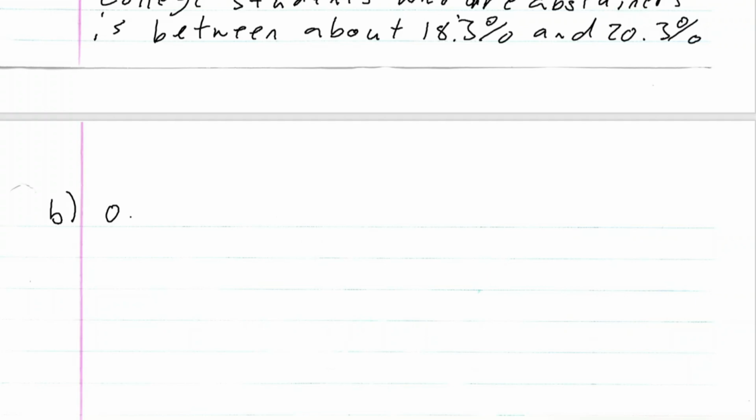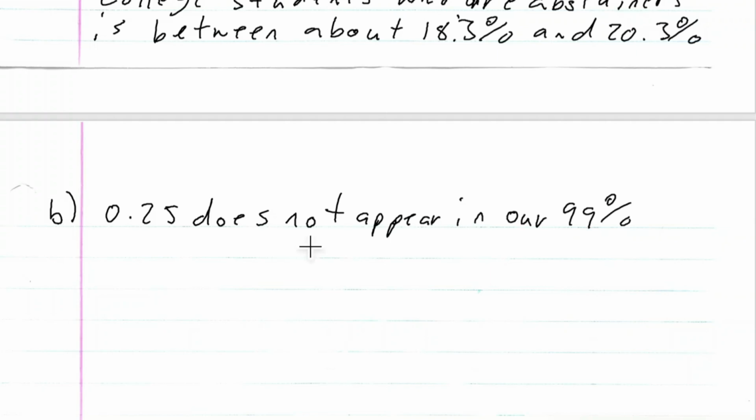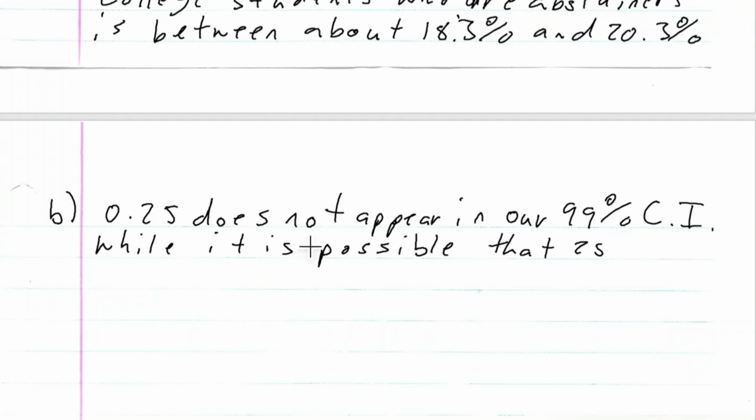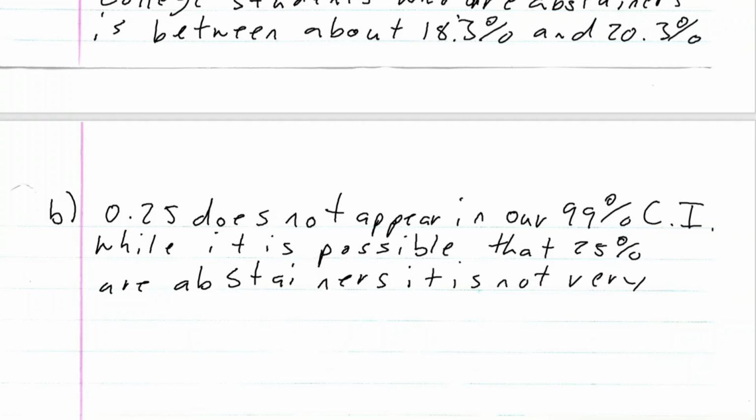Okay, so 0.25 does not appear in our 99% confidence interval, right? While it is possible that 25% are abstainers, it is not very likely.